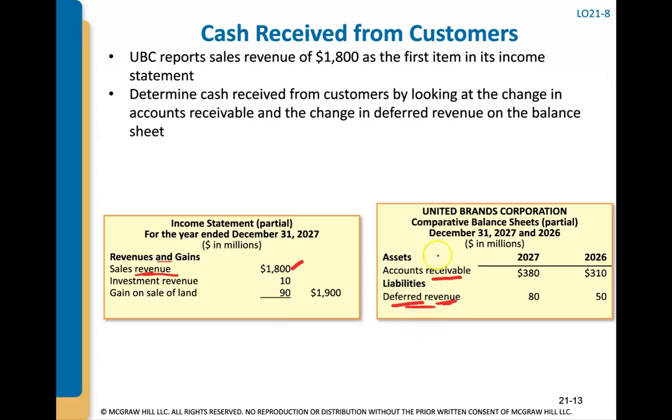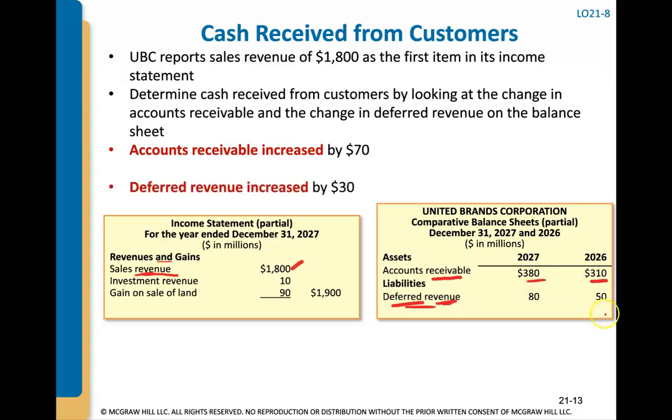So when we're looking at cash received from customers, you have to analyze both balance sheet accounts. And you have to look at the increase or decrease from the prior year to the current year. And here we can see that our accounts receivable increased by $70. It went from $310 to $380. And our deferred revenue went from $50 to $80, so increased by $30.